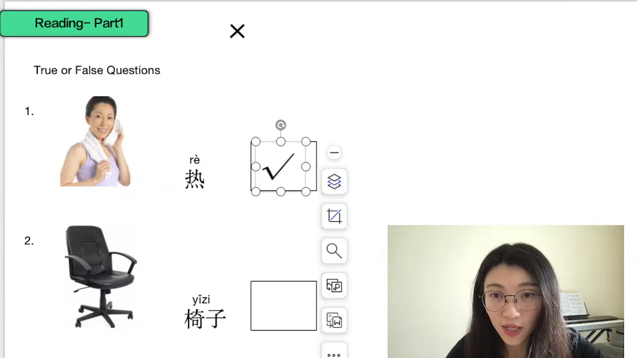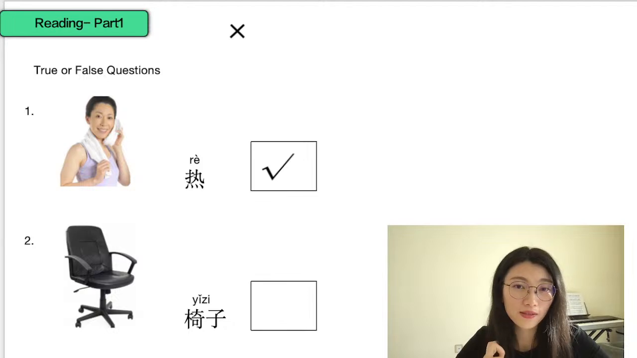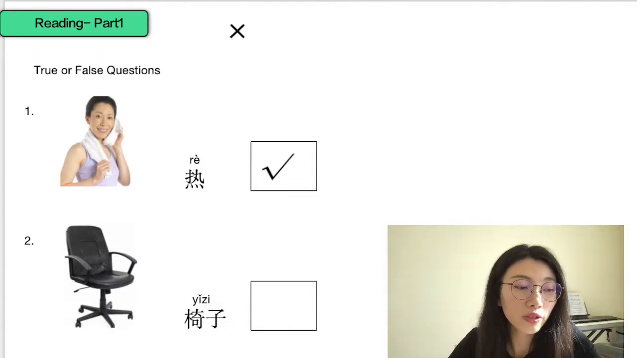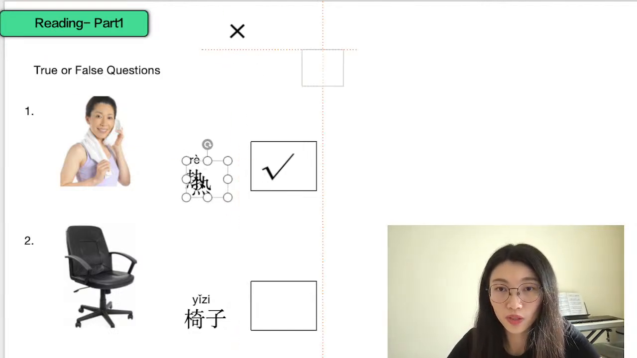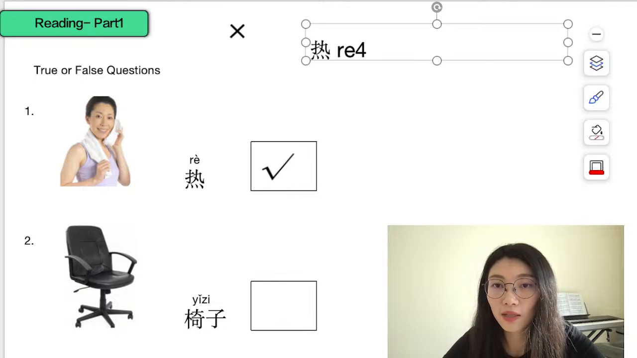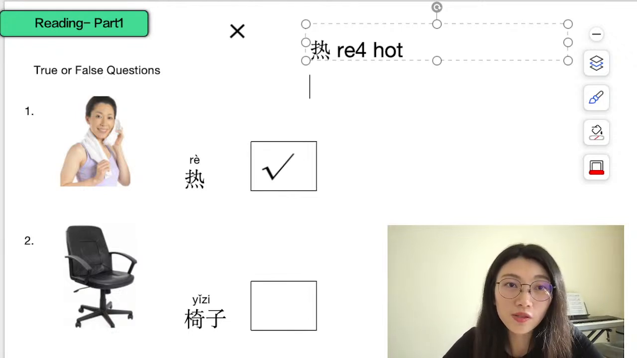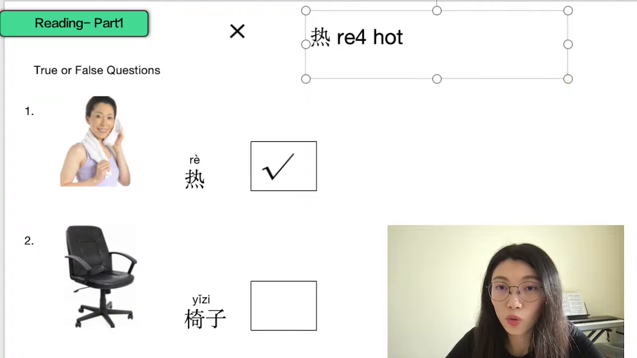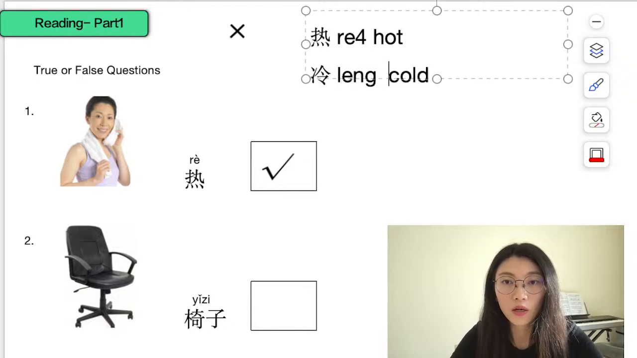热, because she is sweating. She used the towel to clean her face, which means she's hot. As long as you know the meaning of 热, you will know the answer. And here, except 热, which we know means hot, how to say cold? 热 means hot. How about cold? Who knows cold? What's the correct one? Okay, here is this word. 冷, cold.